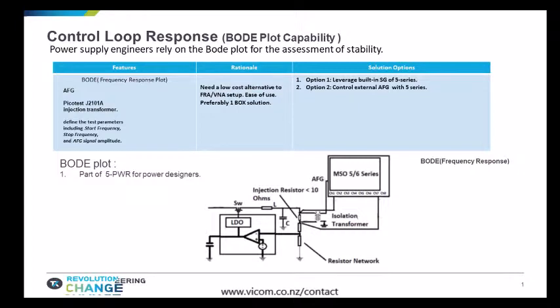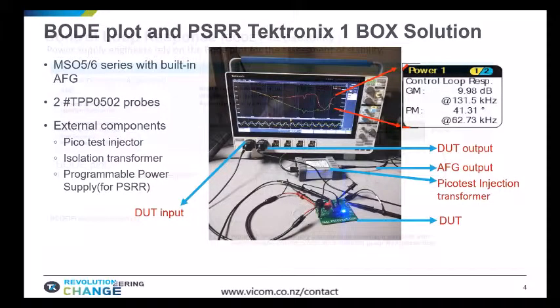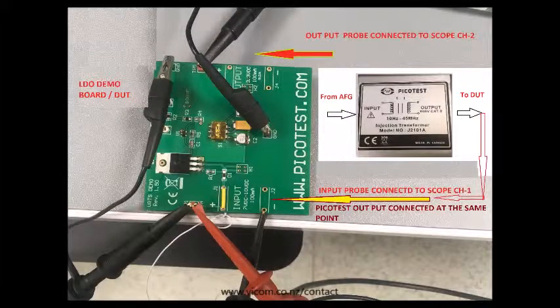Control loop response, or Bode Plot, basically needs a stimulus which will be swept from a start to stop frequency, and using an isolation transformer the signals are injected. And the way we do it in our Tektronix solution, the 5 series or the 6 series MSO, is taking advantage of our optional AFG functionality. We inject the desired signal using this AFG through a commercially available isolation transformer, as you can see here.